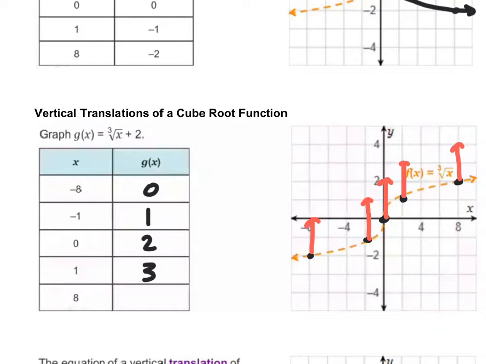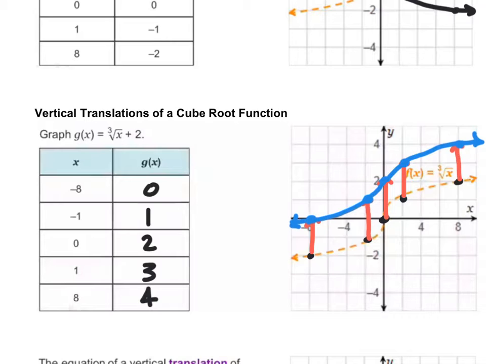Okay, and then if I plug in 8, that would give me a value of 2, but if I add 2 to that, it's going to give me 4. All right, so you're going to get this. If we plot those points, (-8, 0), (-1, 1), (0, 2), (1, 3), and then (8, 4), we're going to get a graph that looks like that, that's just shifted up 2. And that's the same thing that would happen if you did this to any other function. It's just going to shift it up or down.